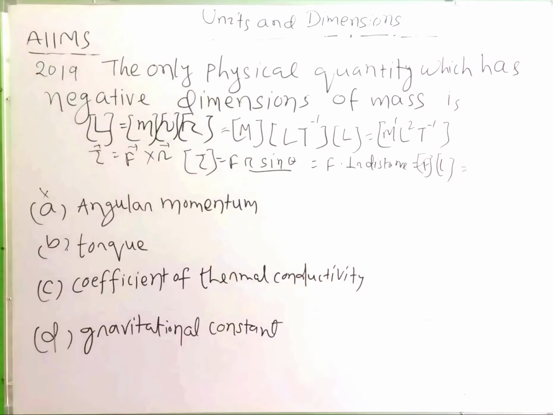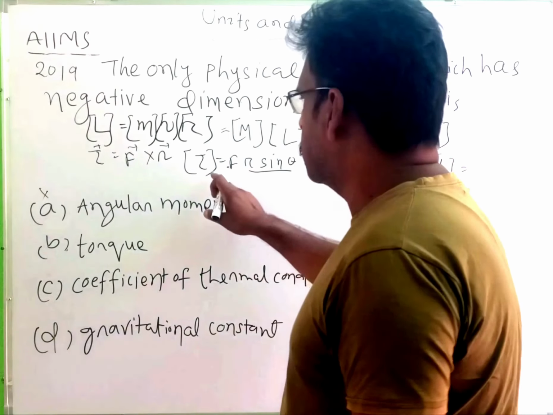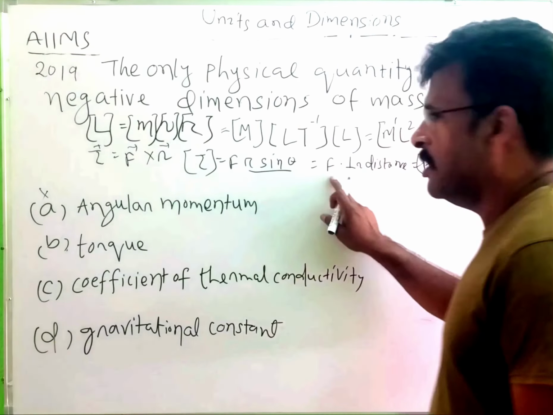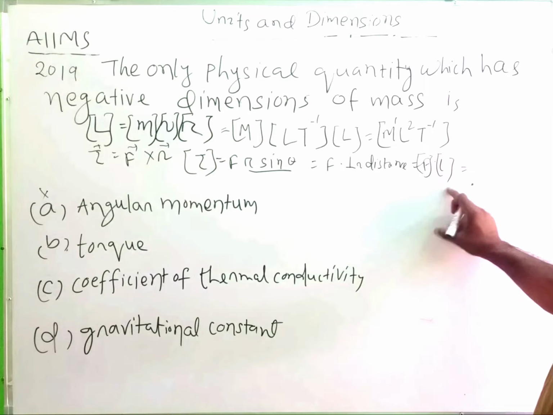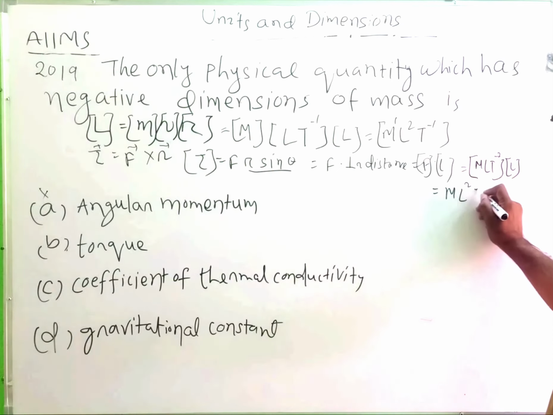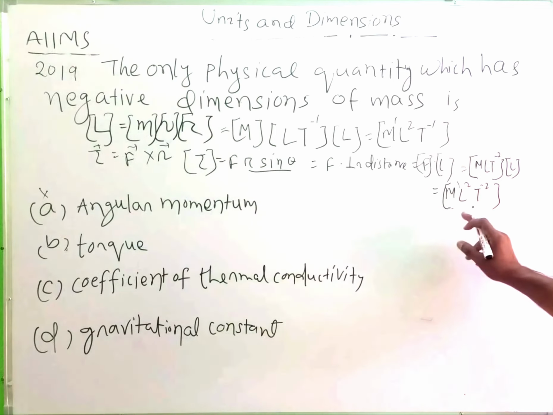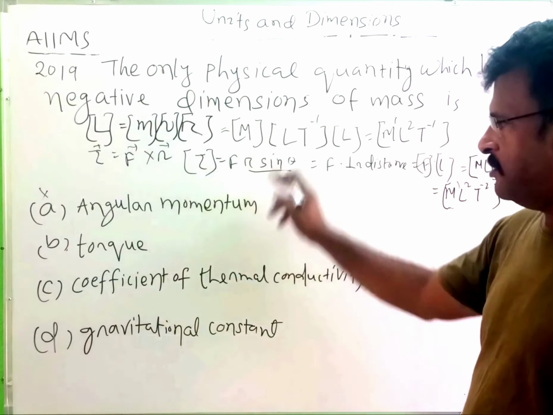So students, what will be the dimensions of tau? This will be tau equal to F cross r, or tau equal to F r sin theta, or F into the perpendicular distance, that is F into l. What is the dimension of F, student? That is M L T^-2, into L. So this becomes M L^2 T^-2. So the dimension of mass here is +1, and this does not have a negative dimension in mass.